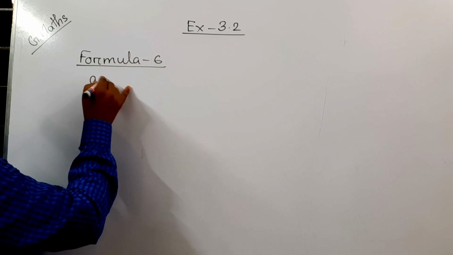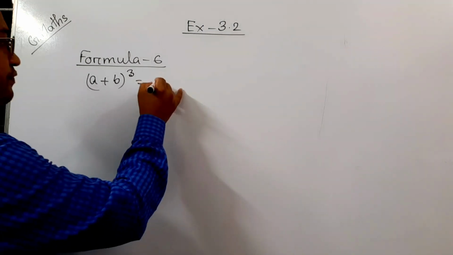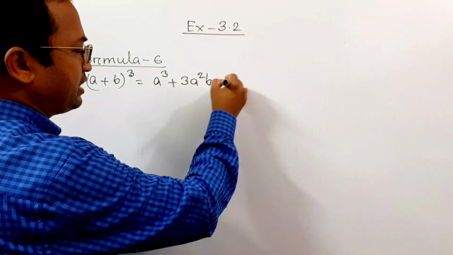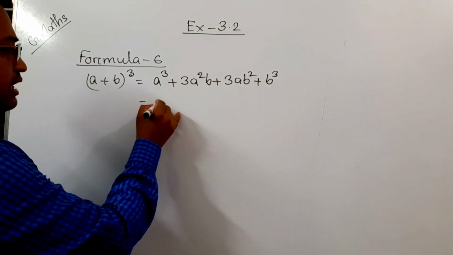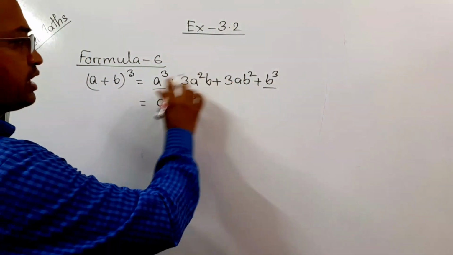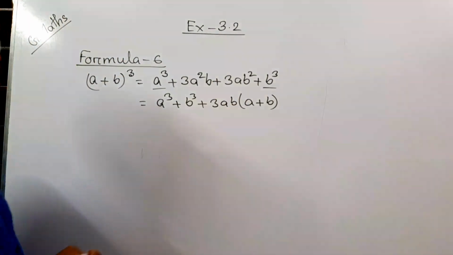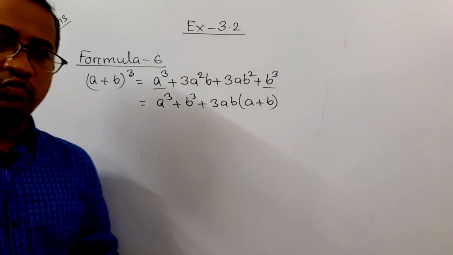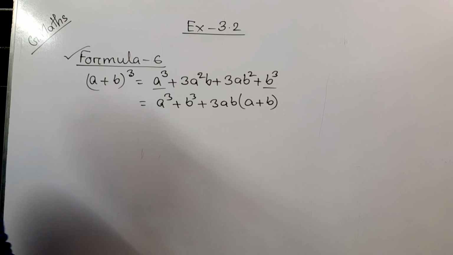that is a plus b whole cube. The formula of a plus b whole cube is a cube plus 3a square b plus 3a b square plus b cube. This one we can write like this: a cube plus b cube, and we can take common 3ab and it remains a plus b. So a cube plus b cube plus 3ab into a plus b is also the formula of a plus b whole cube. Now from this formula we can write a corollary.